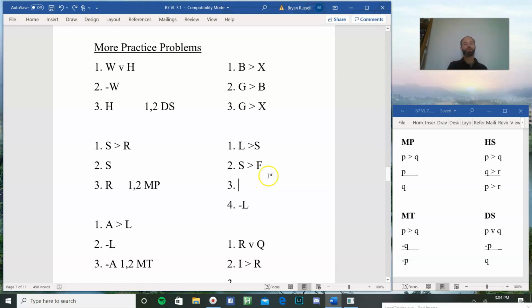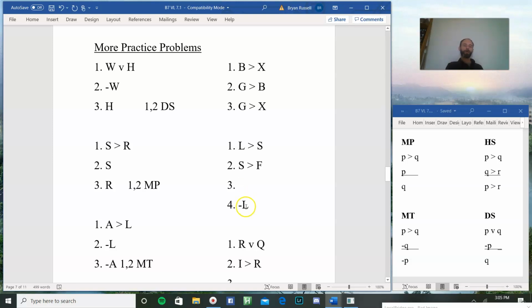All right, now it gets a little tougher. Here on line 1, we have a horseshoe, if L then S, and on line 2, we have if S then F. And what we're trying to get is not L. So we're trying to get tilde L. So what did we need on line 3 to use with either line 1 or line 2 to get line 4?